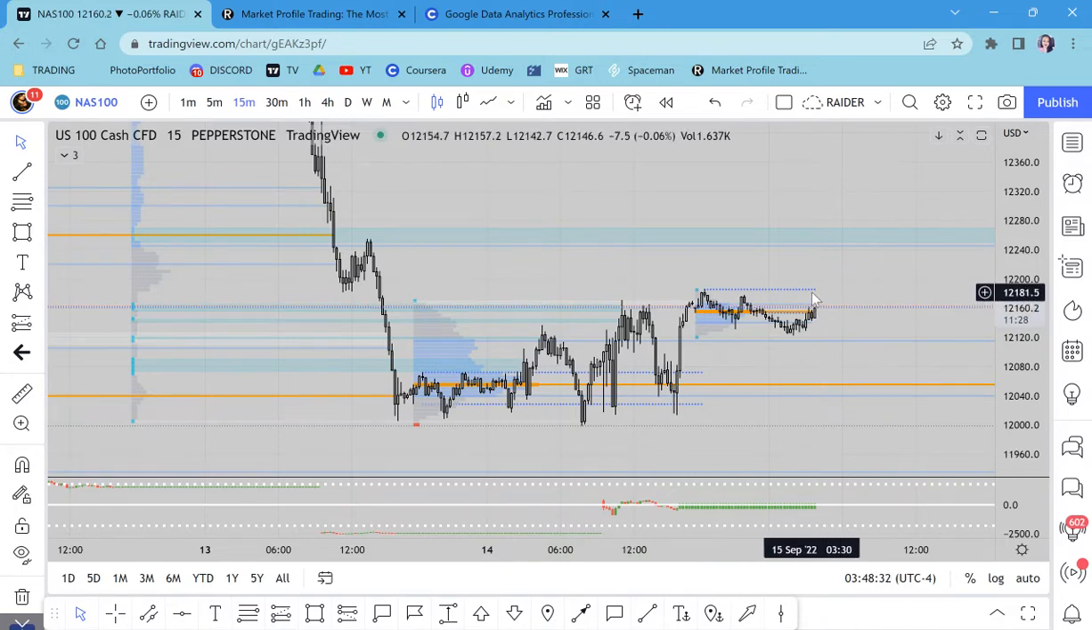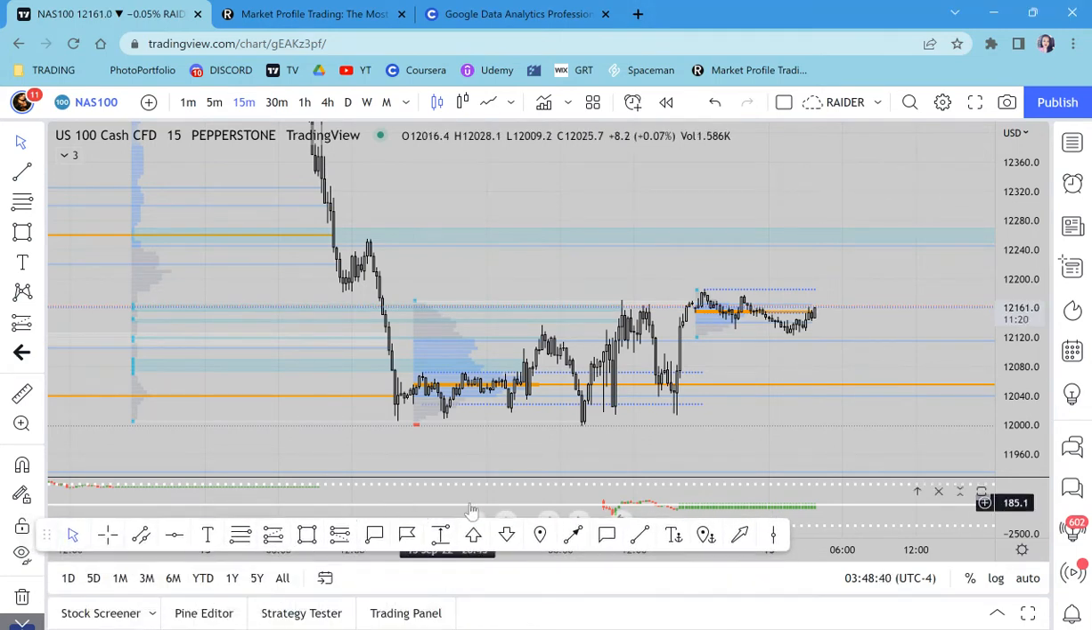If it does decide to break out, there's a couple of levels that I do want to take a peek at. It is actually this one, which parallels the initial balance that we have. So if NAS does decide to go up, we're going to want to see the price push past the initial balance high, which is also coinciding with the low right here, this previous low.